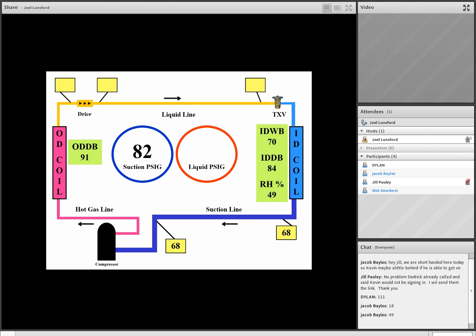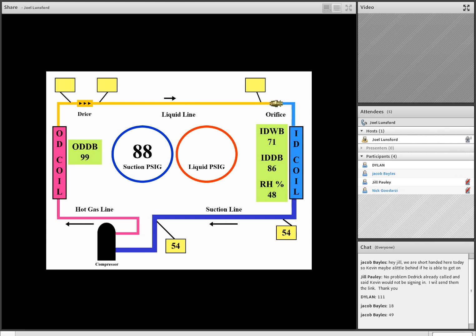Well, team, where we're going with this training is this. If we look at the condition of the coils, if the indoor coil is starved and the outdoor coil is flooded, that means something. And if they're both starved, that means something else, and so on. So by looking at the condition of the coil, we can always figure out what's going on in the refrigeration circuit. Let's do a couple more of these just to make sure everybody's got this.